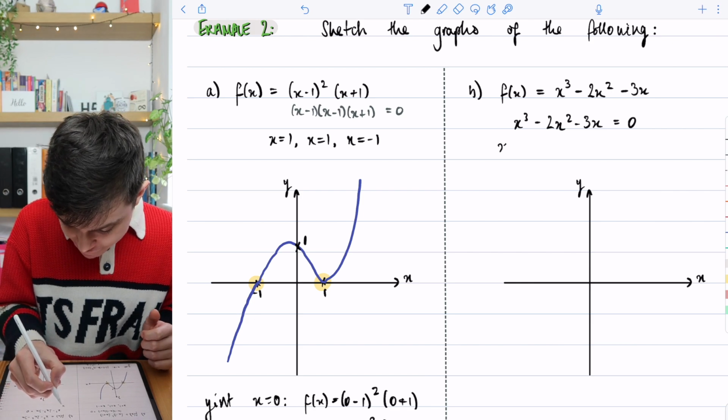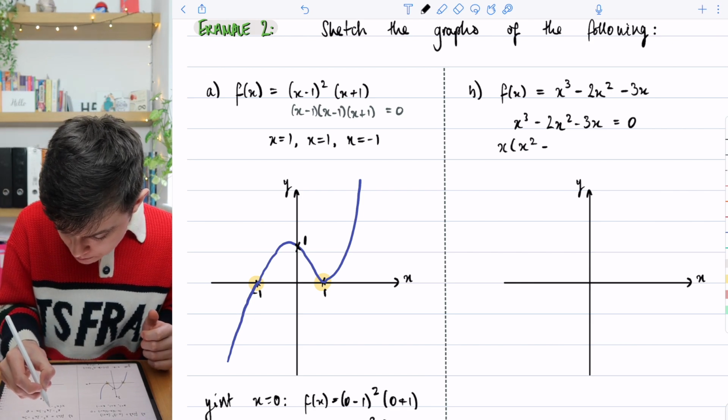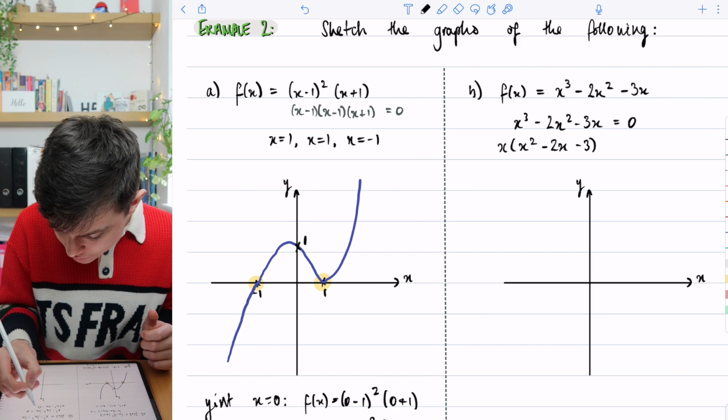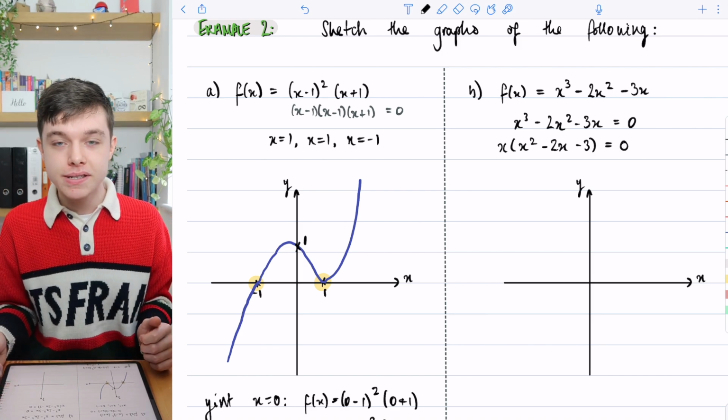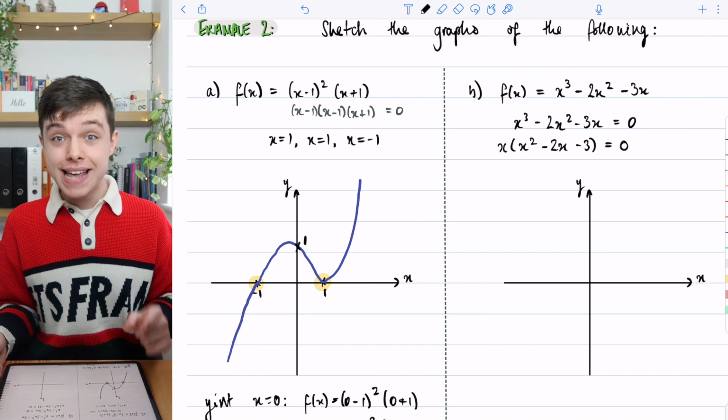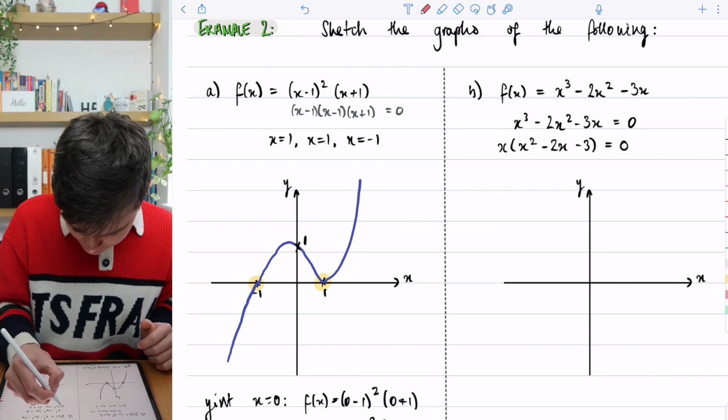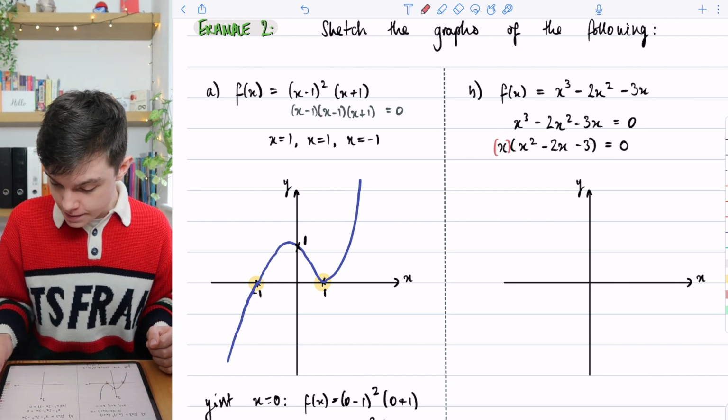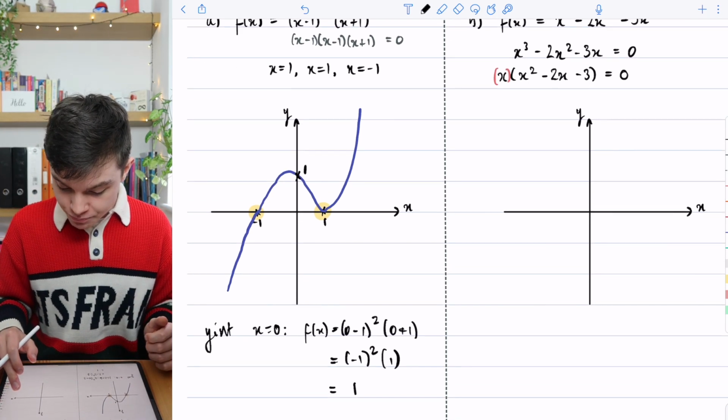So if we take out a factor of x, we'll have x squared minus 2x minus 3 is equal to 0. And now we can say either bracket is equal to 0. Look, we've got two brackets, so set either bracket equal to 0.